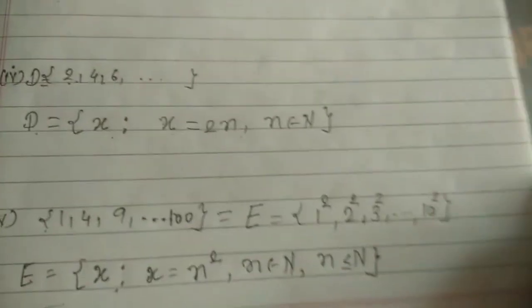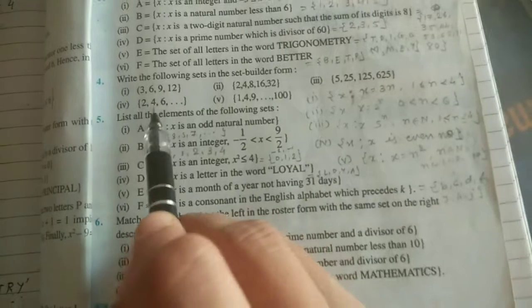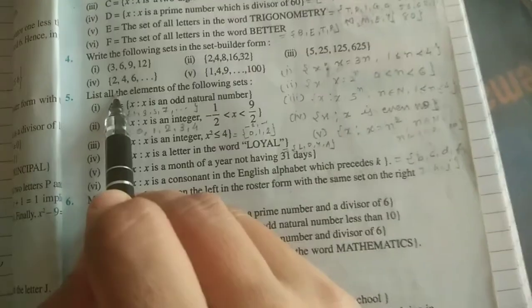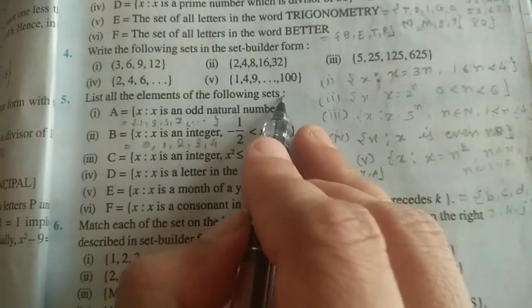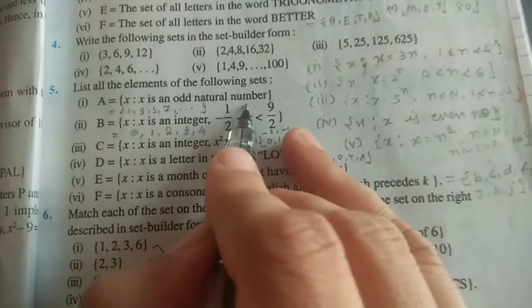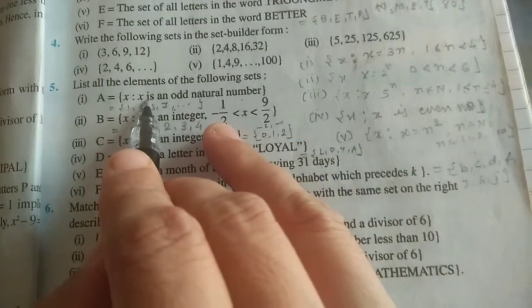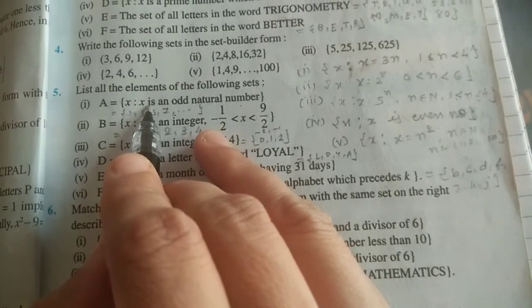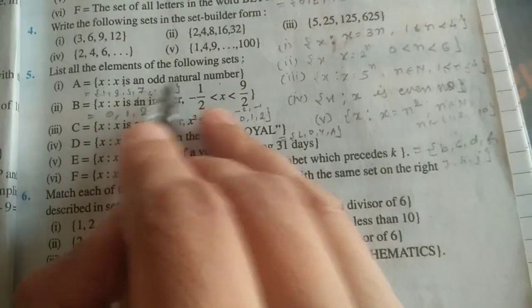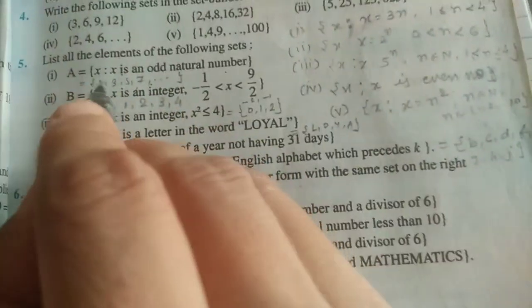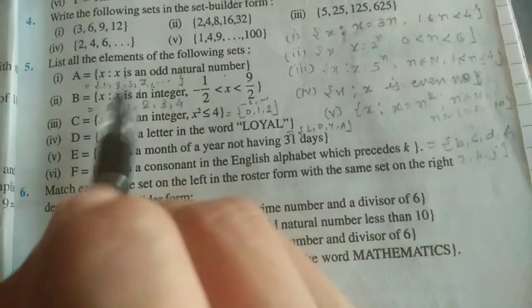Okay, so here we have finished question number 4. Now the next question I am directly giving you. Question number 5 we are directly solving in the book. List all the elements of the following sets. That means here the set is given in the set builder form and you have to write it in the roster form. First, x where x is an odd natural number. The answer is 1, 3, 5, 7, and so on. This question you can solve by yourself.